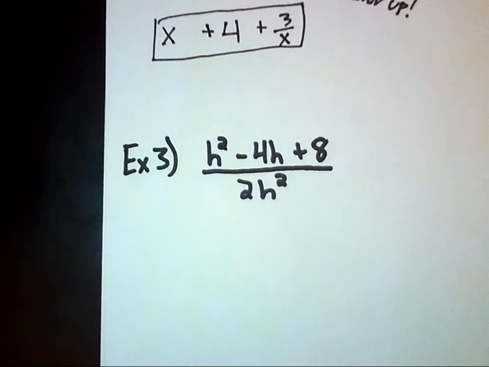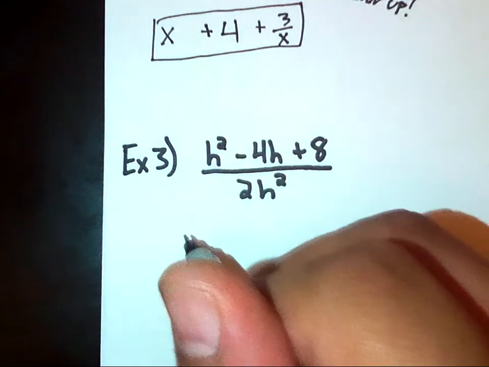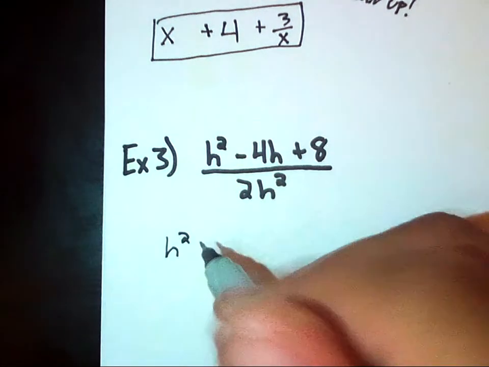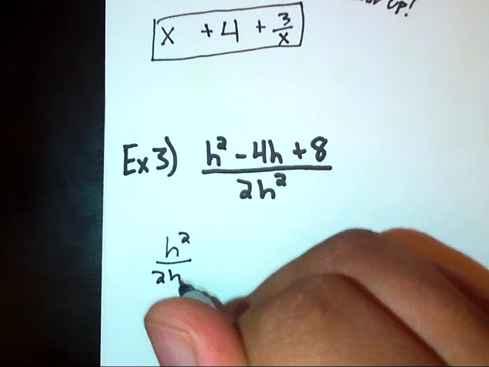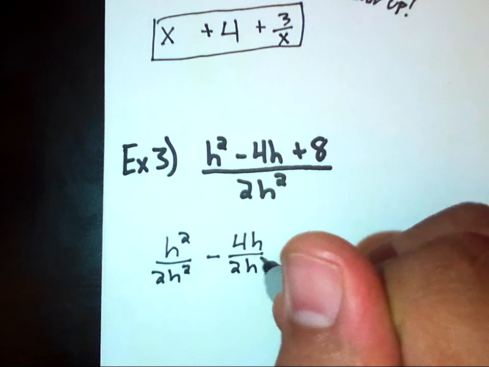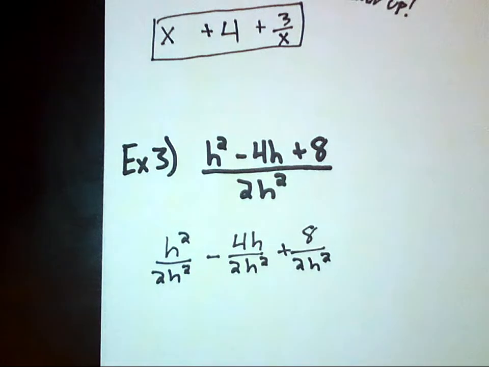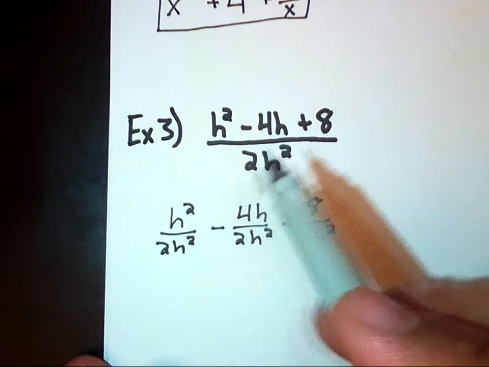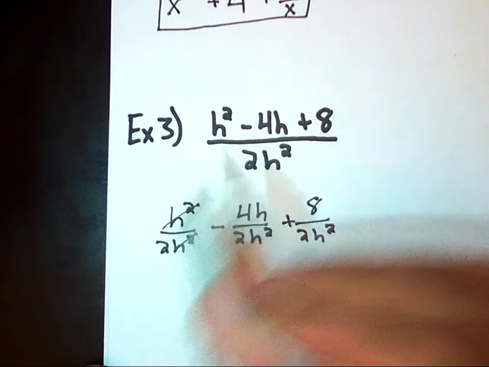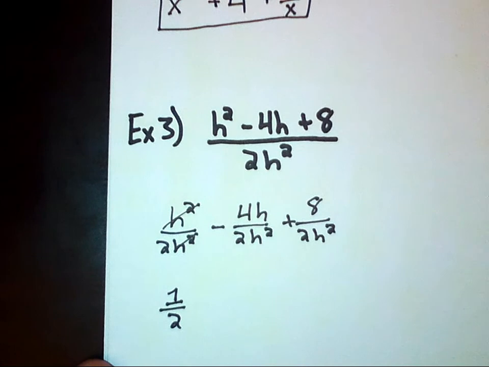So here we have h squared minus 4h plus 8 divided by 2h squared. And again, we're going to take it and break it into 3 fractions. So h squared divided by 2h squared minus 4h divided by 2h squared plus 8 divided by 2h squared. Alright, so let's clean up each fraction one at a time. So h squared divided by h squared, well, they're actually going to cancel out. And the 2, since it's on the bottom, is going to remain as a fraction of 1/2.